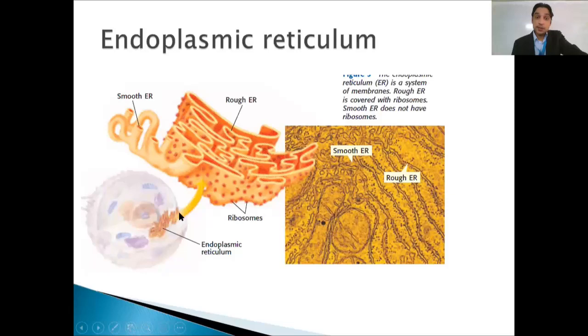It is more or less like channels. So if they look like channels, things can move and pass through these channels from one place to another. It looks like a maze. So things can travel and pass through these channels. It can be used to transfer material from one part of the cell to another. That's one thing you need to know.